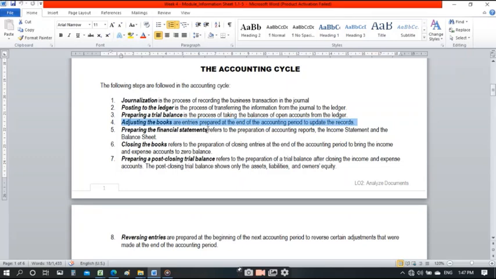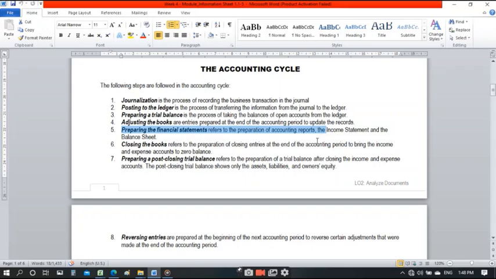So it can be in the worksheet. Sa worksheet, sama-sama na siya. Kapag sa accounting reports naman siya, sa accounting form, magkakahiwalay yung bawat financial statements. So preparing the financial statements refers to the preparation of accounting reports.